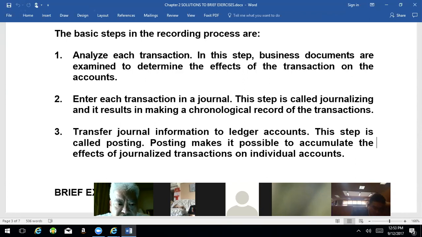And then the third thing, transfer journal information to ledger accounts. This step is called posting. Posting makes it possible to accumulate the effects of journalized transactions on individual accounts. So now we're going to have a ledger for cash. Every cash transaction that occurs will be journalized first, either a debit or a credit, and then it will be posted to the cash ledger, and that will either be a debit or a credit.